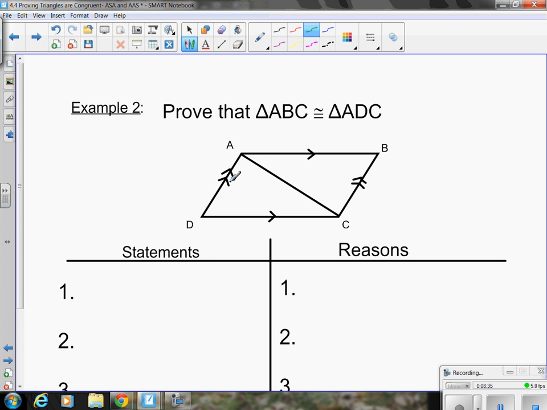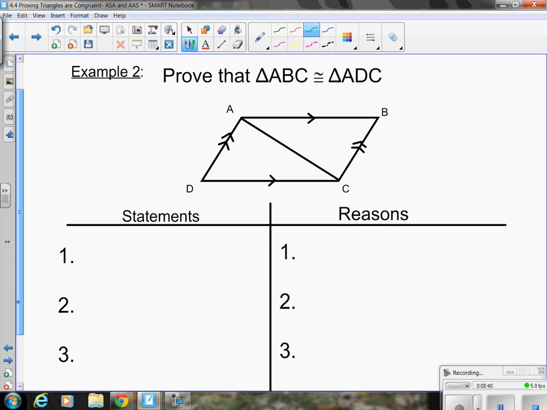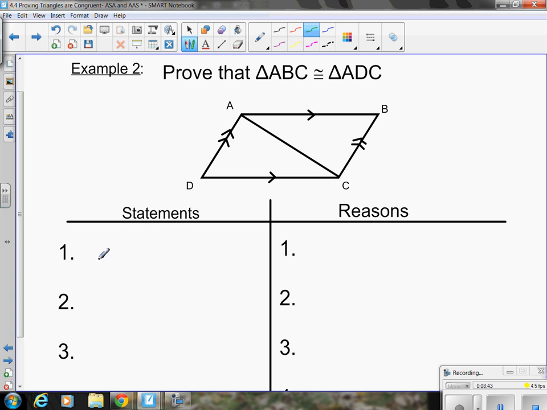A couple more quick proofs. Whenever I see parallel lines, I immediately think alternate interior angles and corresponding angles. So we have some parallel lines like AD parallel to BC, the double arrows meaning those ones are parallel, and AB parallel to BC. Given. And now I'm trying to show this triangle ABC is congruent to that one.